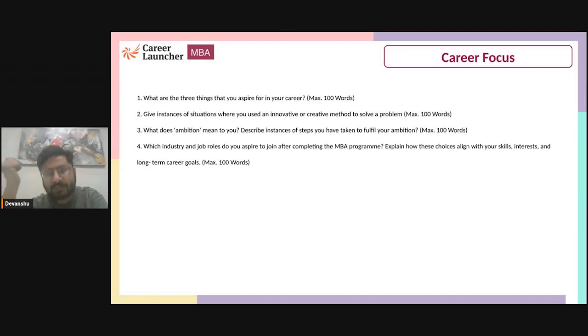Then the second part is explain how these career choices align with your skills, interests. So then what do you have to do? You have to bridge the gap between the skills, interests, and what your long-term career goal is. You have to bridge the two different areas. That is, first of all, what do you aspire to join? And then how it can help you to maybe achieve the long-term career goal, and how does it align with your skills and interests? Okay.